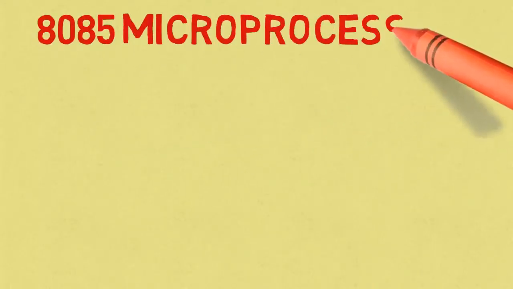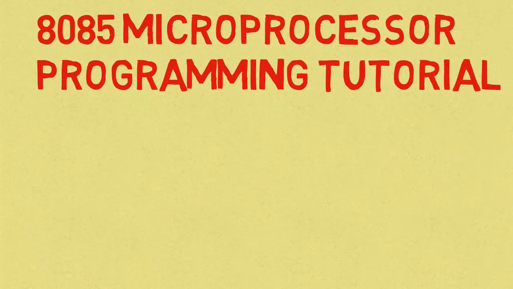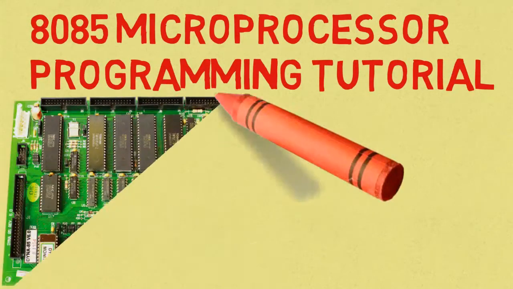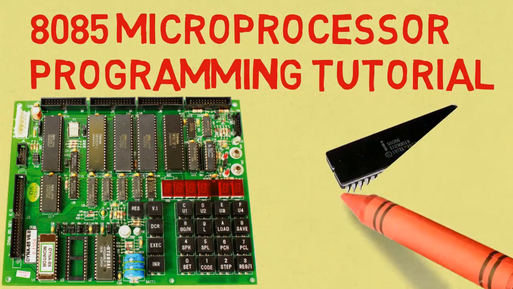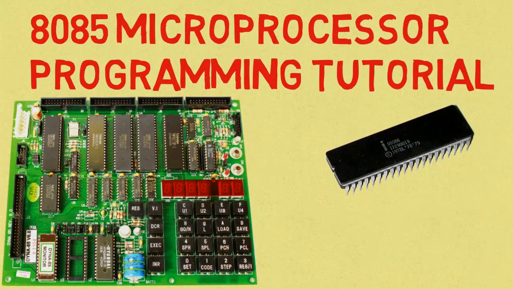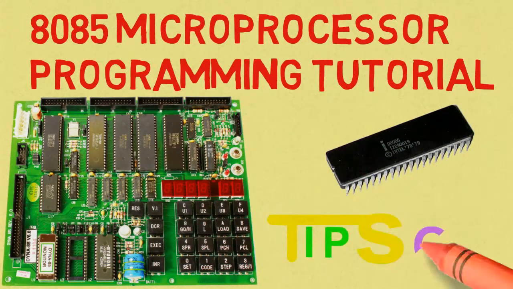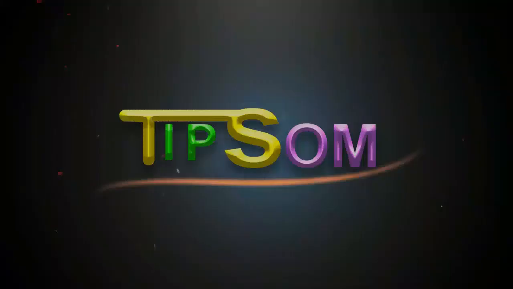Hello and welcome to Some Tips and the tutorial of 8085 microprocessor programming. Today in this video I will do a program where I will perform the division operation. After division, the quotient and the remainder will be saved in memory locations. So watch this video till the end.